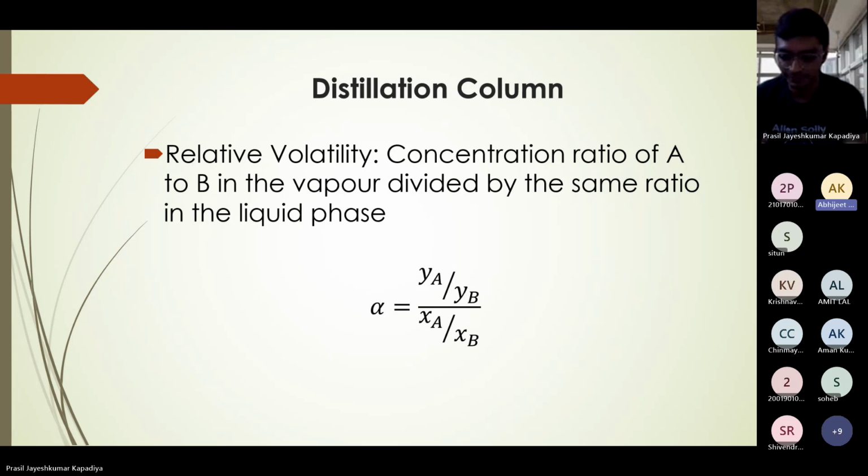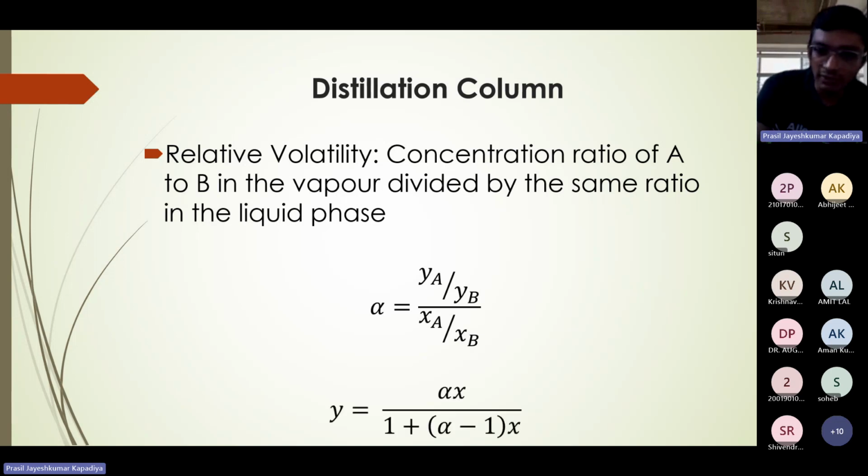Anyone? Greater than one. Why greater than 1? Because why? Yeah, the concentration of A is more than B in the vapor phase. You are correct, Sid. We will obtain more concentration of A because it is more volatile. That's why alpha is greater than 1.